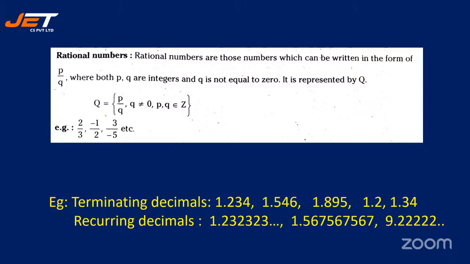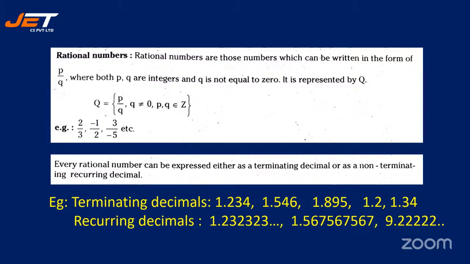Students, let's understand what is terminating decimals. Terminating decimals are like 1.234, 1.546, where the number of decimal places is finite. Recurring decimals are those like 1.23, 23, 23 and so on, or 567, 567, 567 and so on, or 9.2222 and so on. And every rational number can be expressed either as a terminating decimal or as a non-terminating recurring decimal.